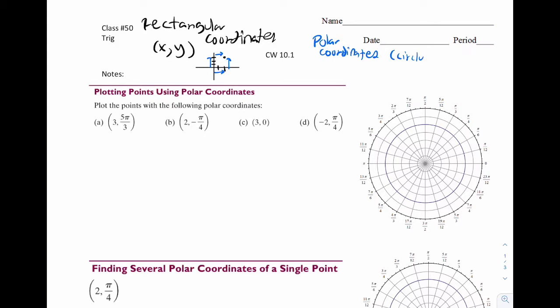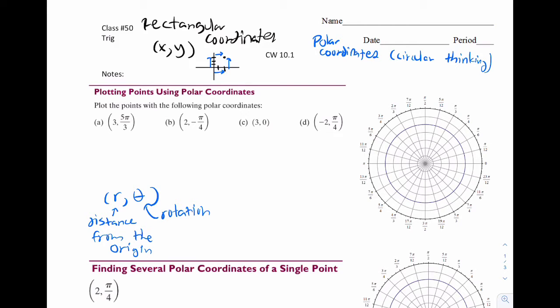So it's going to be circular thinking. So I'll show you how that works right here. Underneath our example here, polar is going to be (r, θ). And the way this works is r is the distance from the origin, and θ is your rotation.